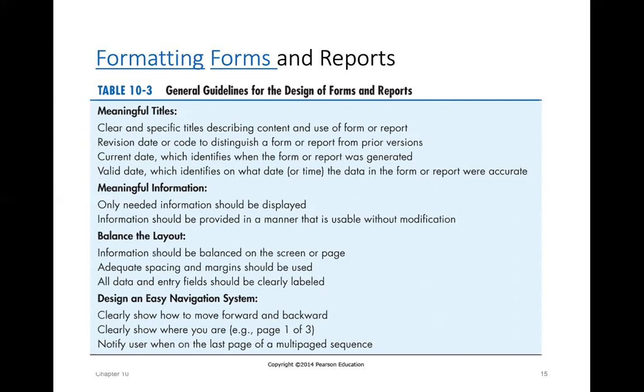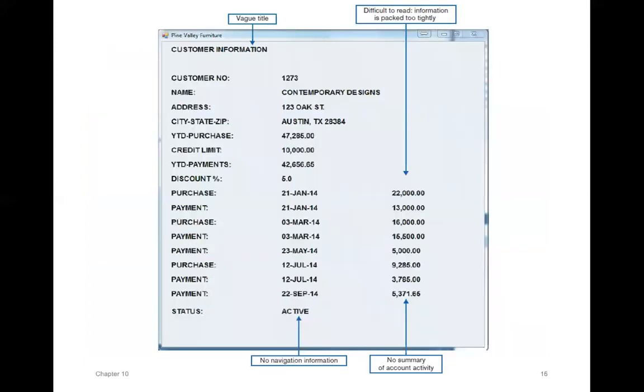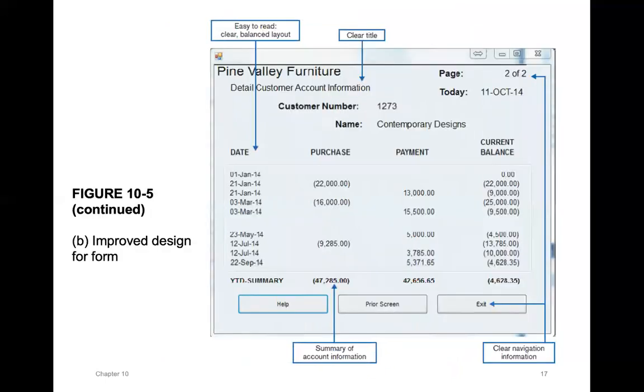Let's look at an example of a poorly designed form, okay? So here we have a poorly designed form. Pretty vague title, customer information. Well, what does that mean? What sort of information? We're talking about which customer? It's not clear to me. Okay, information is packed very, very tightly, isn't it? It's not easy to read. There's no navigation backwards and forwards. There's no summary. The columns are not clear. It's just mixed up. It's not a very good form at all.